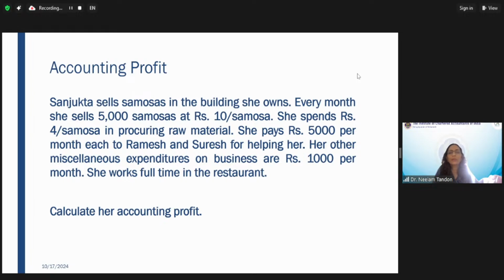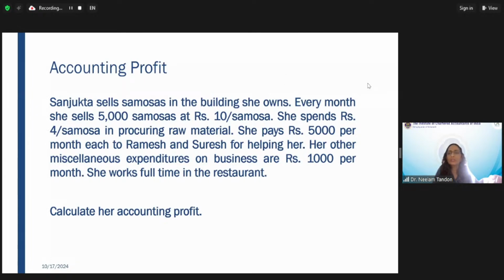And she works full time in the restaurant. So she's paying 31,000, and then she's getting 50,000. And she works full time in the restaurant. So accounting profit क्या होगा इसमें? Accounting profit will be 50,000 minus all its explicit expenses जो books में आ रहे हैं.